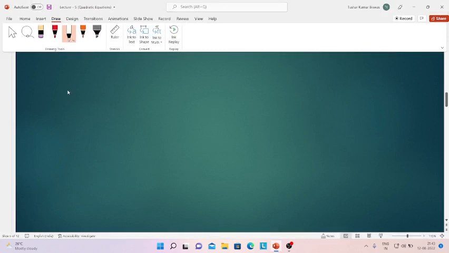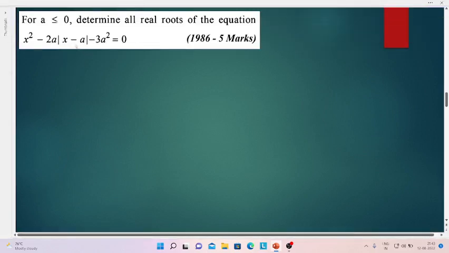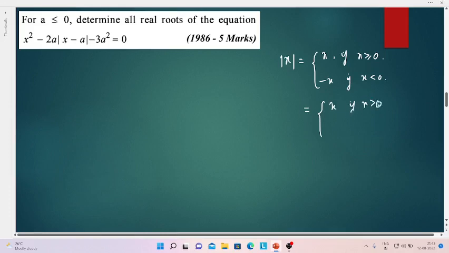So I have already told you that we can break the mod function into basically two parts. If mod x is there, then mod x can be written as x if x is greater than or equal to 0, right? And mod x will be minus x if x is less than 0, right? Sometimes students can express this mod x in three parts, which is x if x is greater than 0, 0 if x equals 0, and minus x if x is less than 0, right?